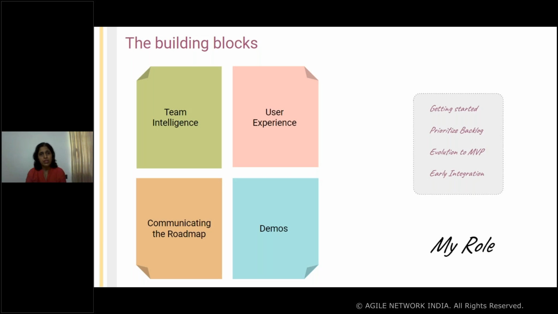We're introducing one process at a time. Start somewhere. If it works, it is good. You can continue or you can improve on that. If it doesn't, find another way, right? So that is what I have to tell over here. Then prioritize your backlog. That is very important, because in the end, whatever you're providing should be of value, right? So whatever is not critical, of course, it can be in your backlog, but you can plan it for later versions. Then evolution to MVP, as I said, incrementally building it, and early integration.